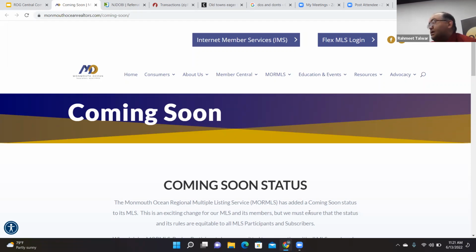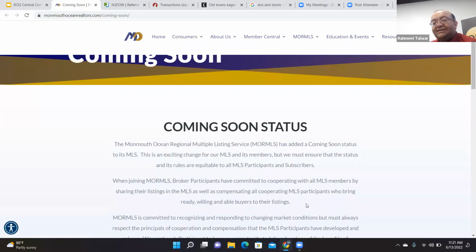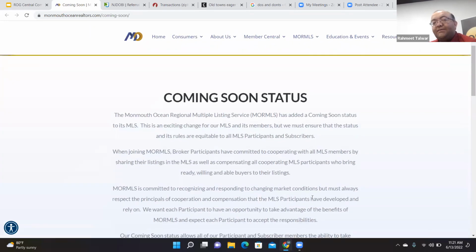Okay, so the coming soon status is very controversial, with a lot of rules. The main gist is that for Monmouth, it's a 7-day coming soon. I believe for Middlesex it's 14, if I'm not mistaken. For Bright, I believe it's 30 or 31 days. So each one is different, and it's best to know the rules before you take the listing.